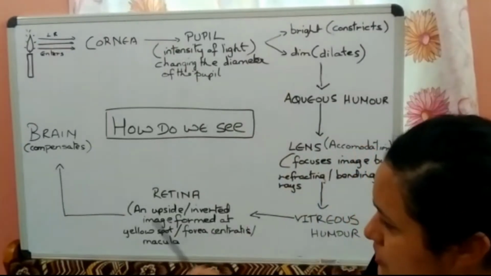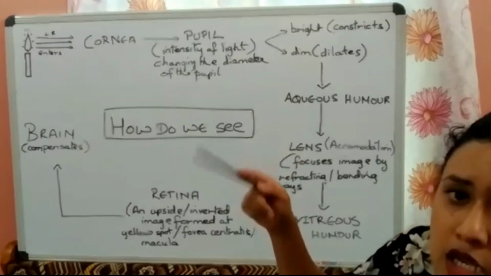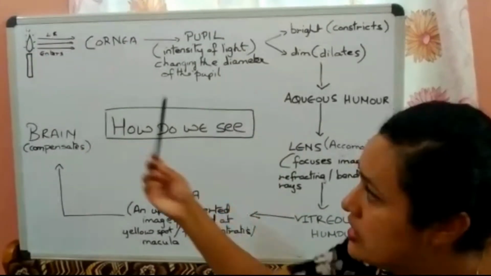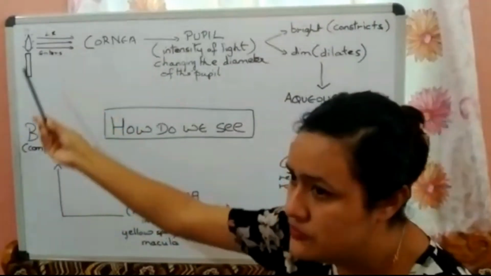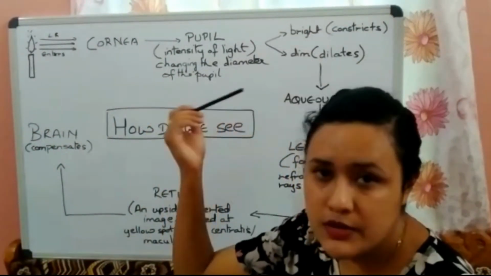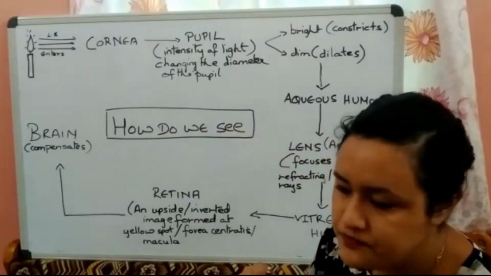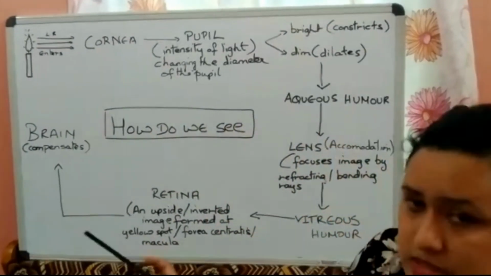Now you should also know that the image formed on the retina is always inverted, upside down. The image here, you can see, is upright. We can see everything upright, the object there. But the image that is formed on the retina is upside down. Now see here.